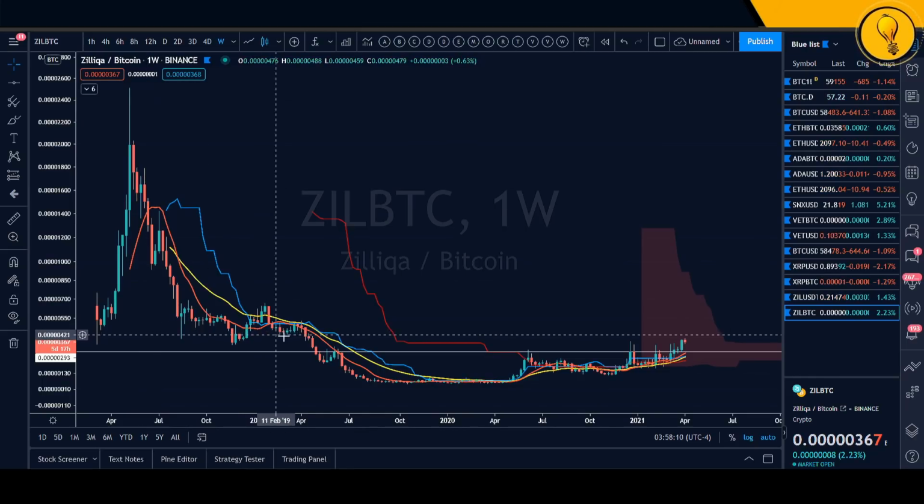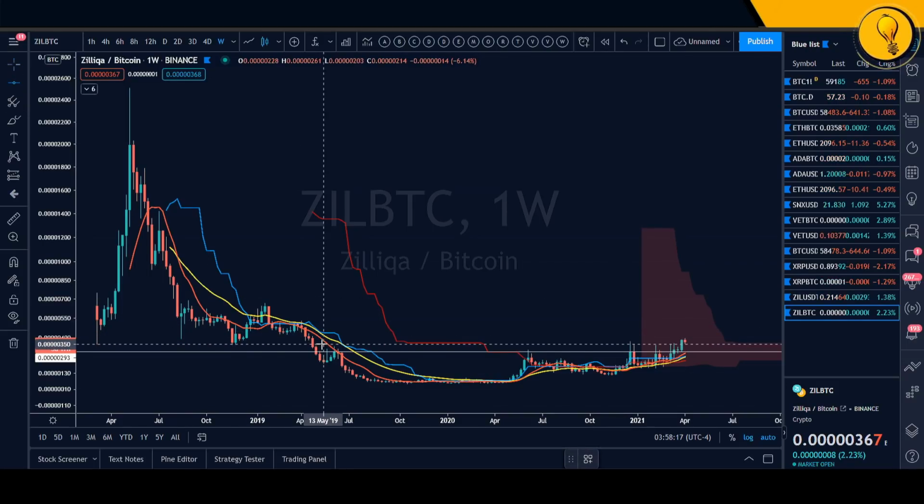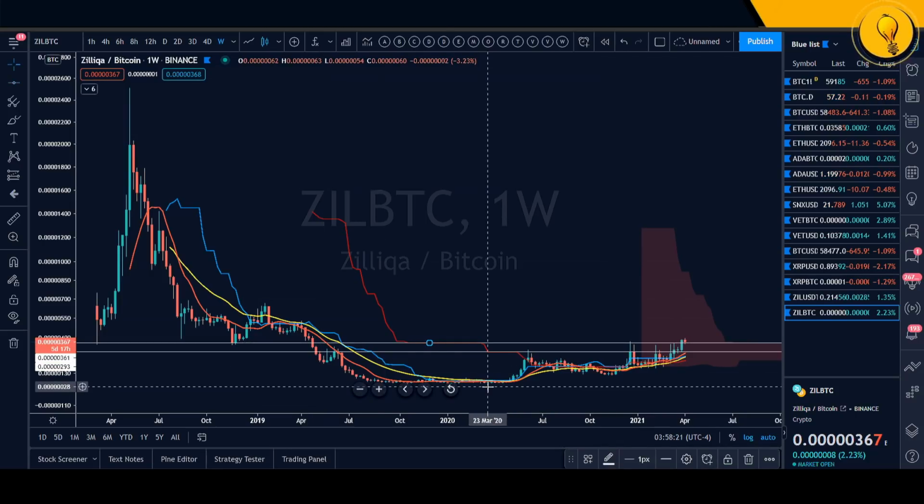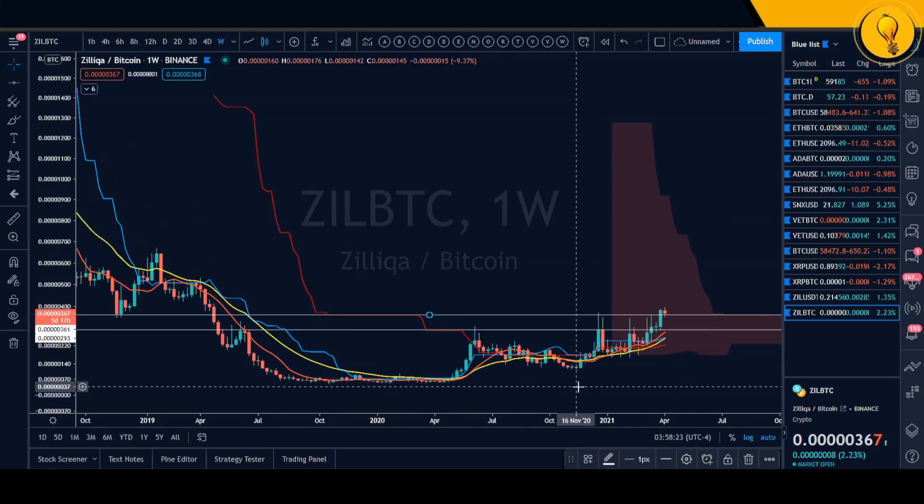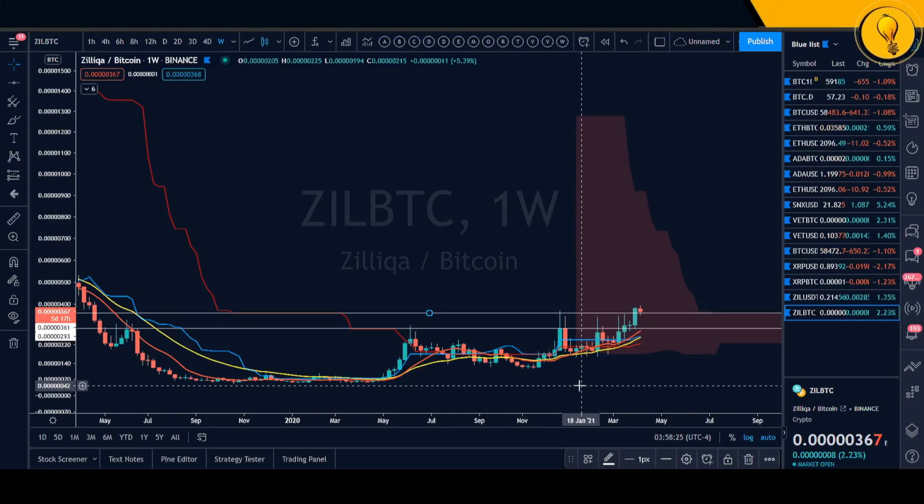We took out the highs, we saw the continuation, and reclaimed that candle close of around 360 Satoshi. As a Bitcoin trader, if you're trading this against the Bitcoin pairing to collect Bitcoin, well, this is an opportunity right over here because we are retesting that level at around 350 Satoshi, right?